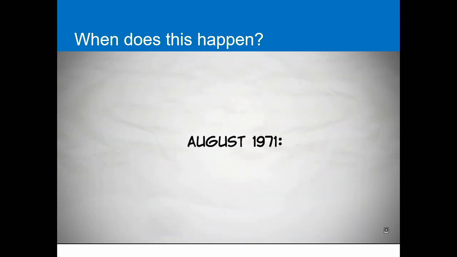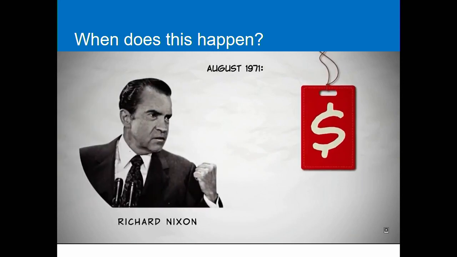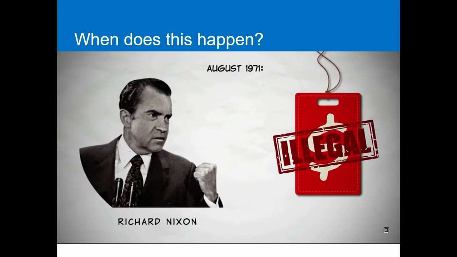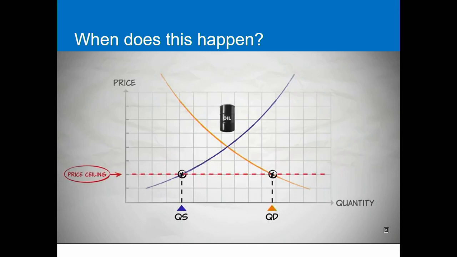In August of 1971, in an attempt to control inflation, President Richard Nixon simply declared that price increases were now illegal. Soon after Nixon's declaration, the situation in many markets started to look like this. The market equilibrium price was above the current price, but it was illegal to raise prices. Prices were hitting the ceiling, the maximum price allowed by law.